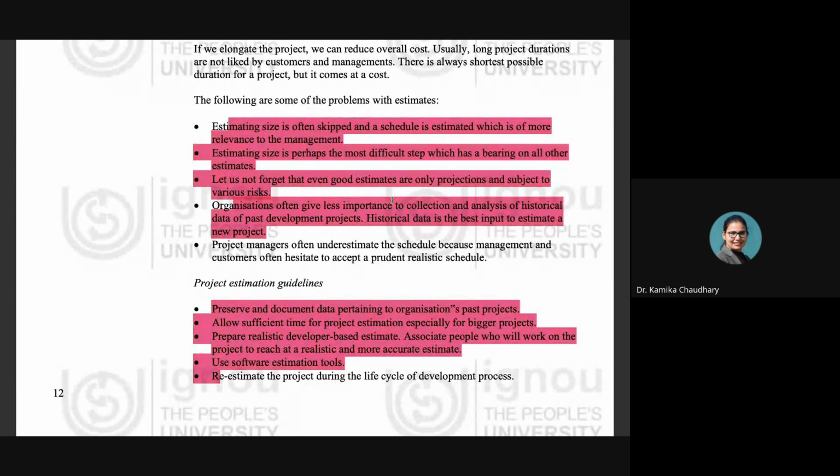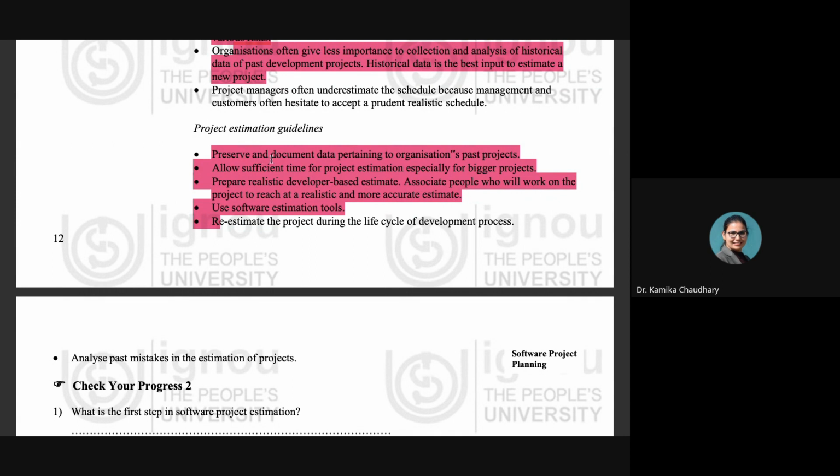Now, there are certain guidelines that are present for software development organizations in order to have a better project estimation. So what are the guidelines? The guidelines are as follows. First is to preserve and document the data pertaining to the organization's past projects. The most important thing, as we are studying, is to preserve the data from past history. Historical data is always important for the organization to collect, to preserve, and to analyze, because it is going to be very useful in the present project.